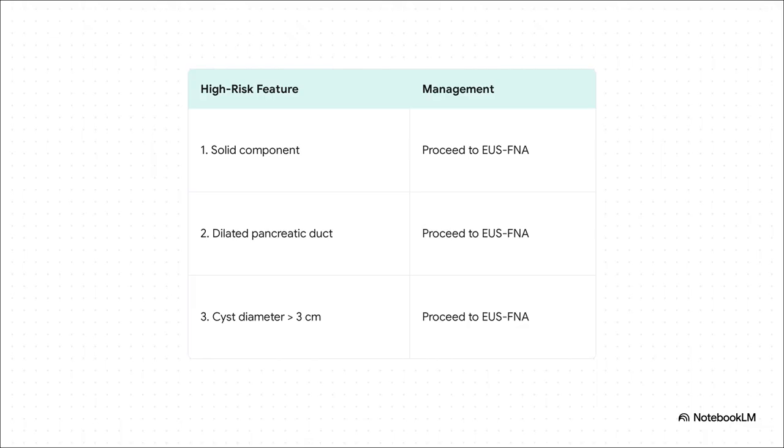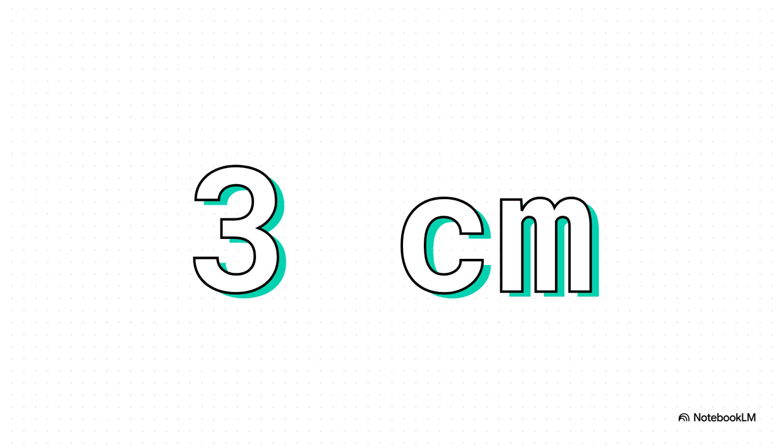This chart lays it out perfectly. This is your first decision tree. If you see a solid component, a dilated main duct, or a cyst bigger than 3 centimeters, the path is clear. The next step is an endoscopic ultrasound with a fine needle aspiration, or EUS-FNA. Seriously, if you remember just one number from this whole initial assessment, make it this one, 3 centimeters. It's that key threshold that immediately tells you whether to watch and wait or to dig a little deeper.